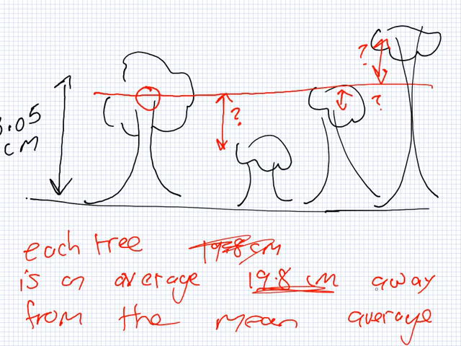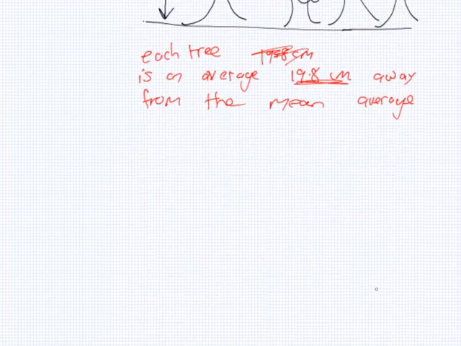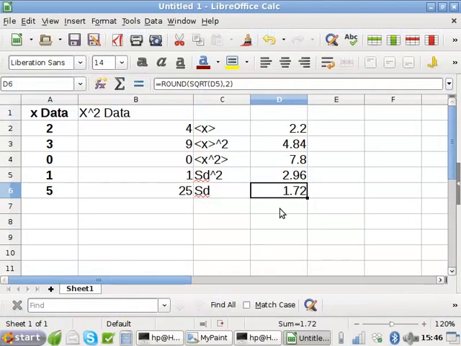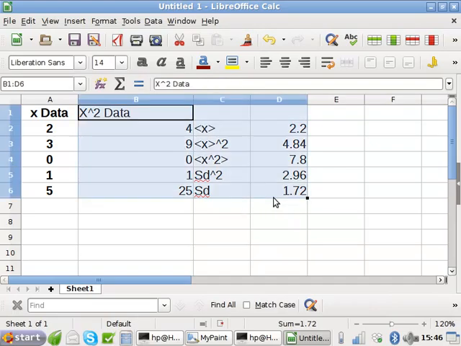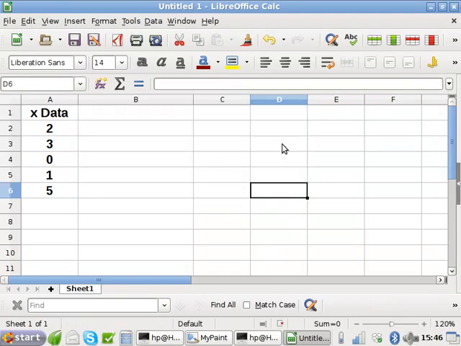Yes. Okay. Anything else you might need to know about standard deviation? Sometimes, I think I'll do it with this one. No, I'll go back to my spreadsheet here. Yeah, okay. Standard deviation was 1.72. Oh, I lost it. What was the mean here?